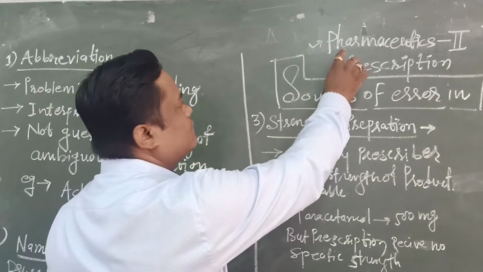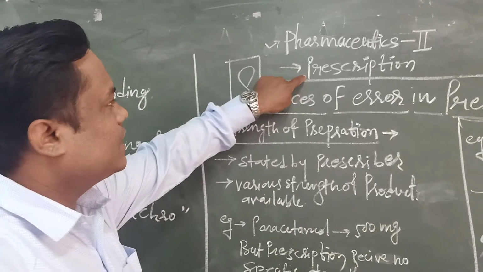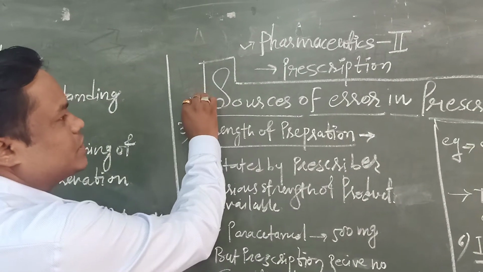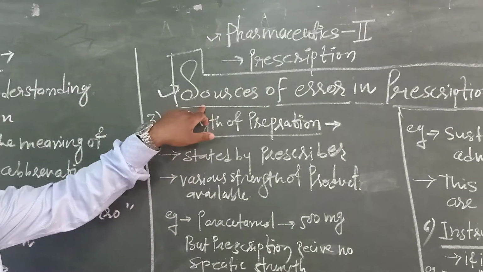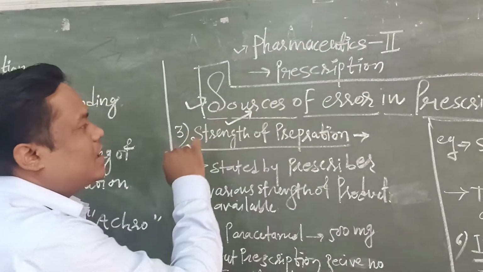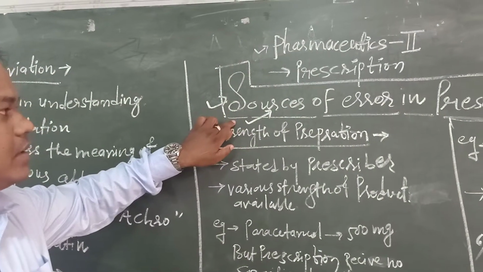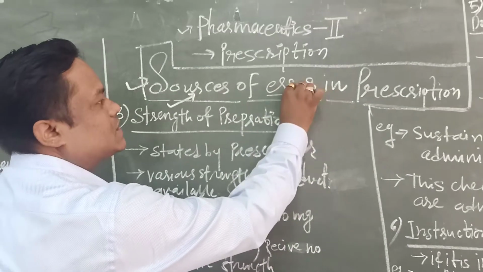So today's subject is Pharmaceutics 2 and the chapter 1 name is Prescription and the subtopic is Sources of Error in Prescription. Then what are the sources of error in prescription? The sources means occurrence, that is, where the problem is coming from in the prescription order, and error means the small mistakes.